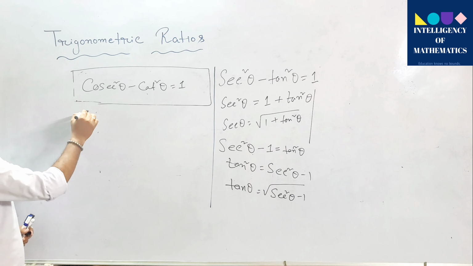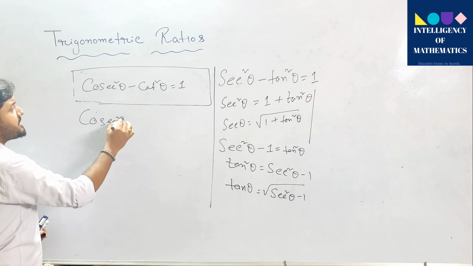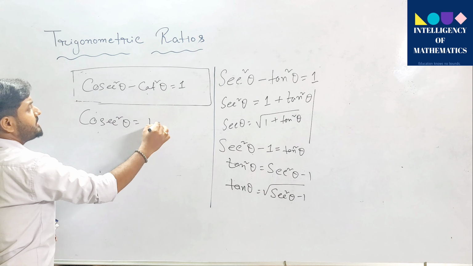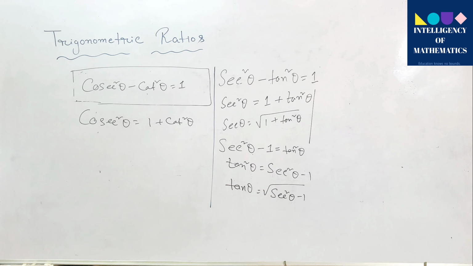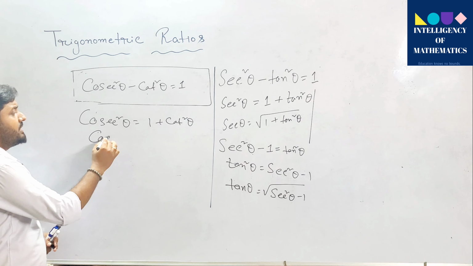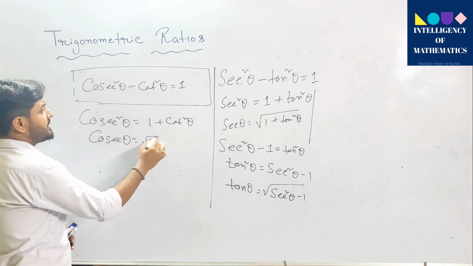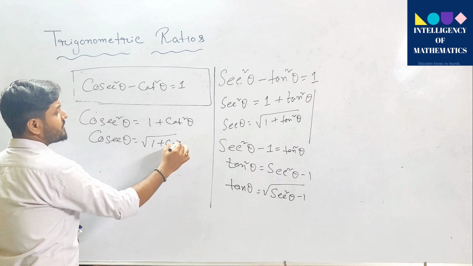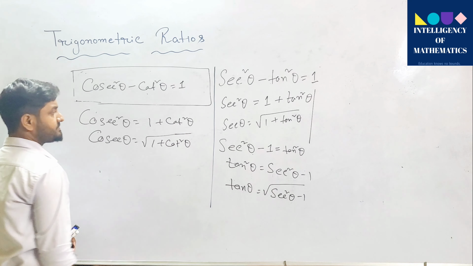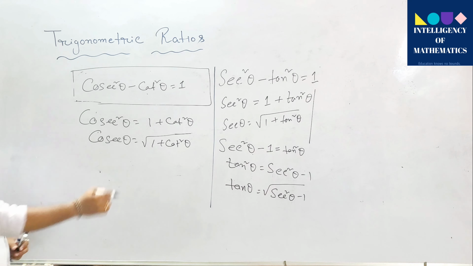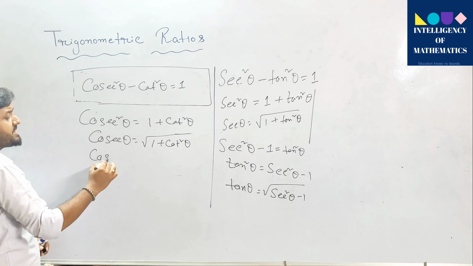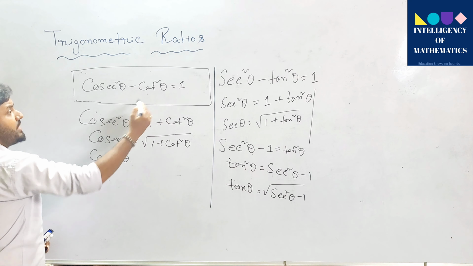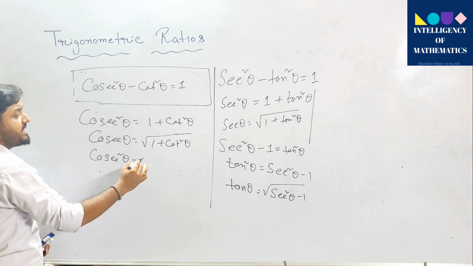So from here if we take out cosec, it will be cosec square theta is 1, this side will be going, it will be plus cot square theta. Same way, if we need only cosec, you will get root under 1 plus cot square theta. Now from here, if we need cot, again in that way we'll keep cosec square theta on this side, 1 we will bring to this side, which is equivalent to cot square theta.